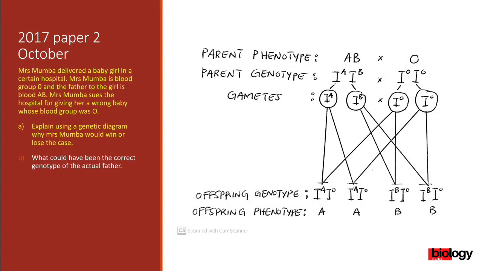So this is our genetic diagram here. Parent phenotype. So we've got the father who is blood group AB and the mother who is Mrs. Mumba and she's blood group O. What are the genotypes? What are the parent genotypes?